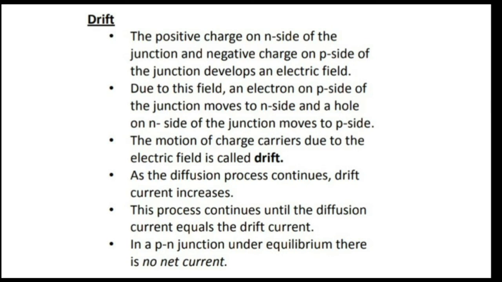As the diffusion process continues, drift current increases and diffusion current decreases. This process continues until the diffusion current equals the drift current. At that point, when diffusion current becomes equal to drift current, we say equilibrium is reached and there is no net current across the junction, and we say the PN junction is formed.